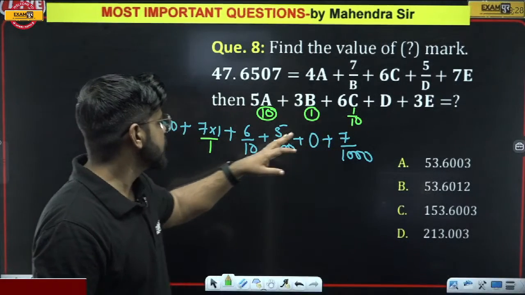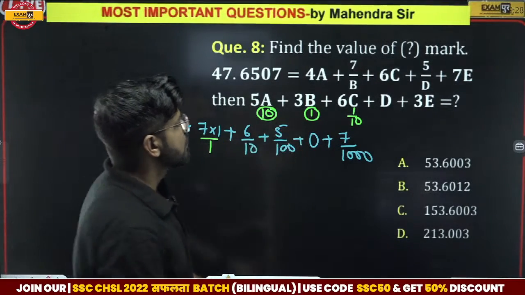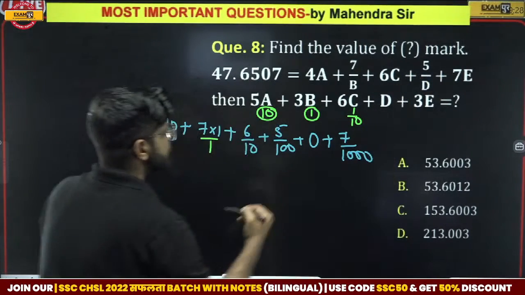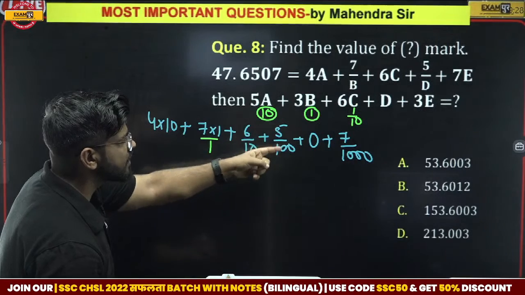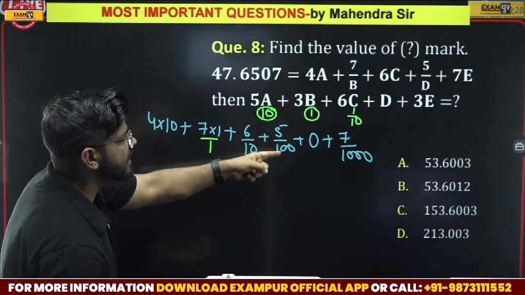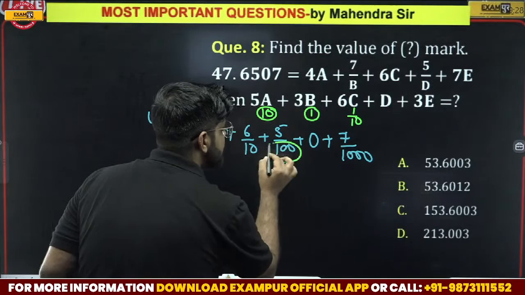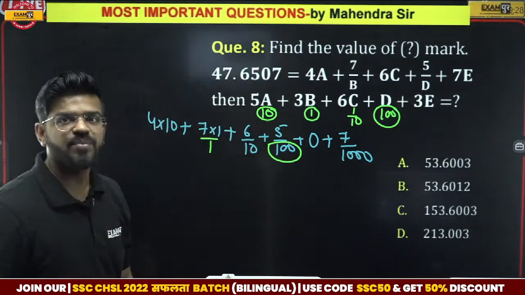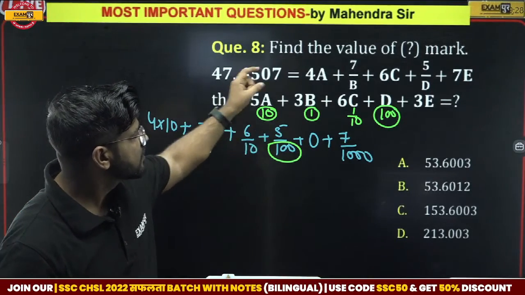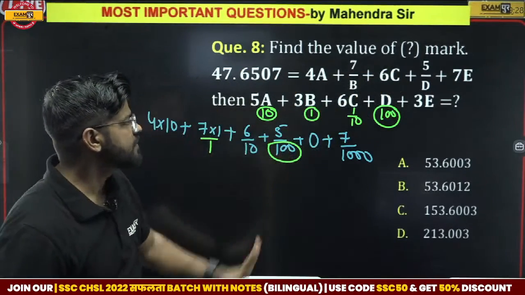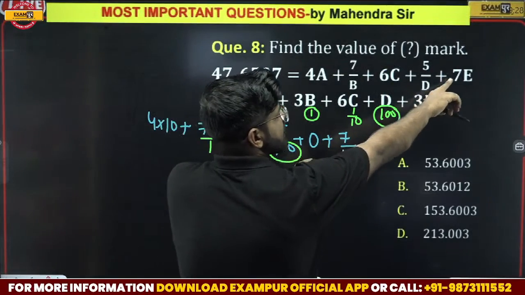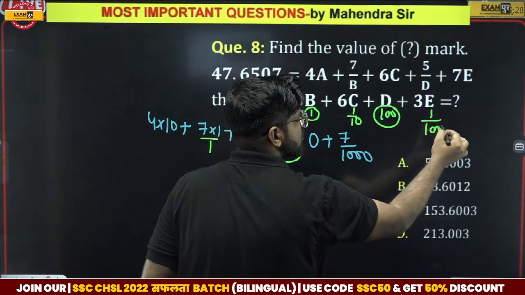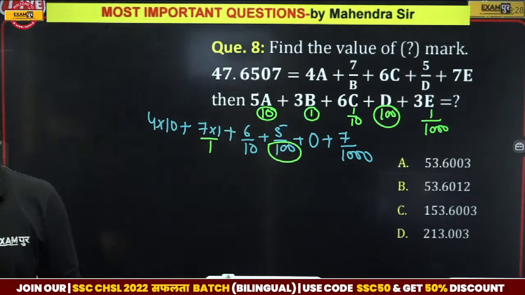What is d? So d is what? 6c we have already here. Okay, so we have 5 by d. So 5 by d, if you compare here, that means d is nothing but, this is d. So d is what? 100. Compare 5 by d with this, so d will be 100. And 7e, you can compare here. E means 1 by 1000. Yes or no? Clear?